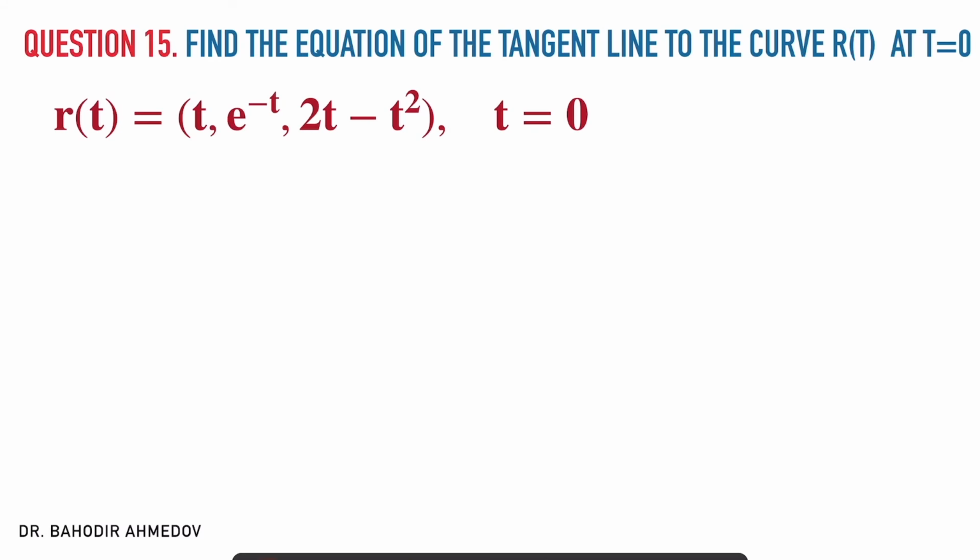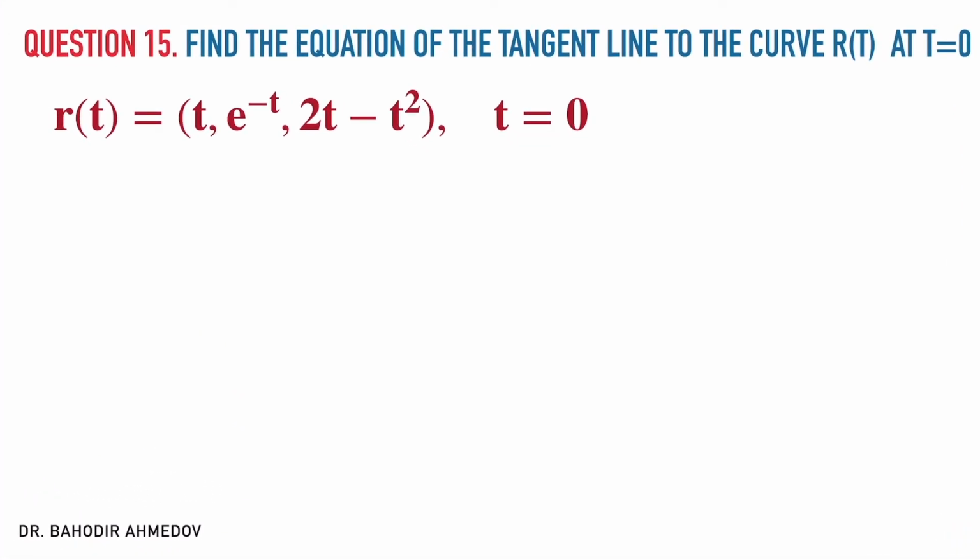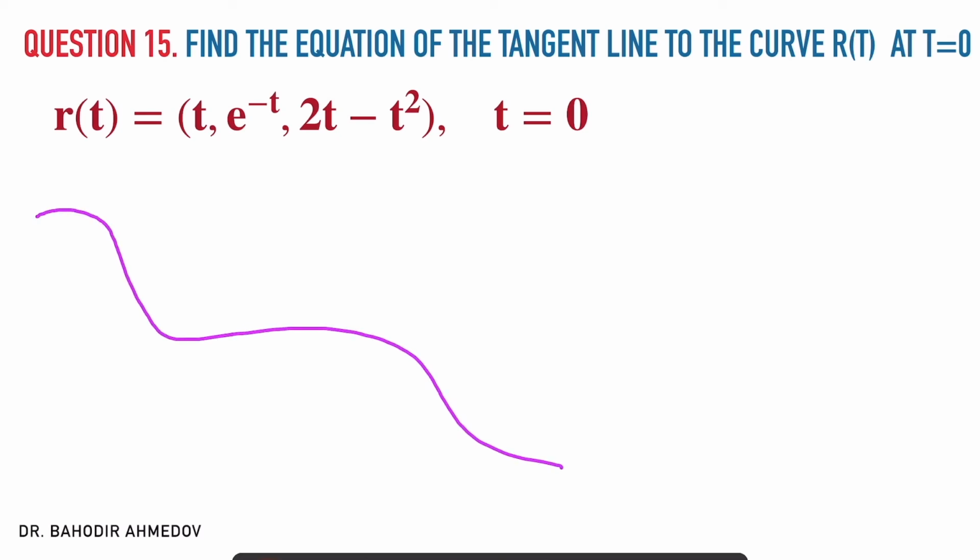Well, in the last question, we have to find an equation of the tangent line to this curve at the point t is equal to 0. So let's say you are given some curve with the vector equation r of t. In question number 15, we have to find the equation of the tangent line to this curve at the point t is equal to 0. If you would like to figure out the tangent line at some point t equal to 0, what do you need to know?